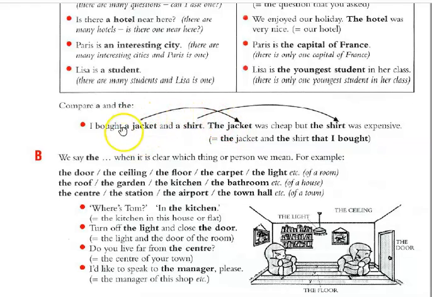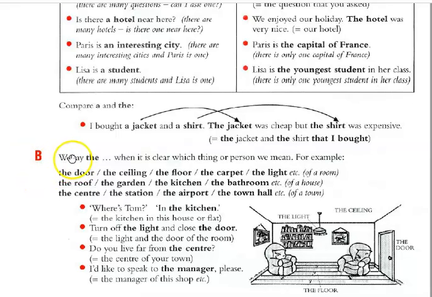So the first time we mention it, it's a jacket. The second time, we know which one it is. A shirt, the shirt was expensive. So the shirt I bought in the shop. The jacket I bought was cheap.